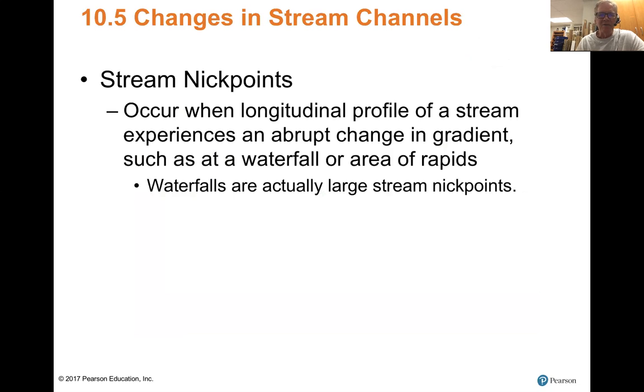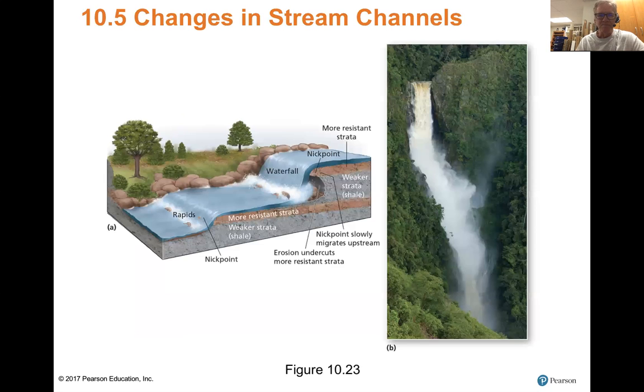Okay, now you can get changes in stream channels, and nick points are the most common one, and that's where you get some abrupt change in gradient, usually a waterfall or rapids. So notice what happens is the water's coming down, but then it'll go over a waterfall, and you start to get erosion underneath, and the weaker rock strata will erode first, and eventually it'll erode so far back that this collapses down.